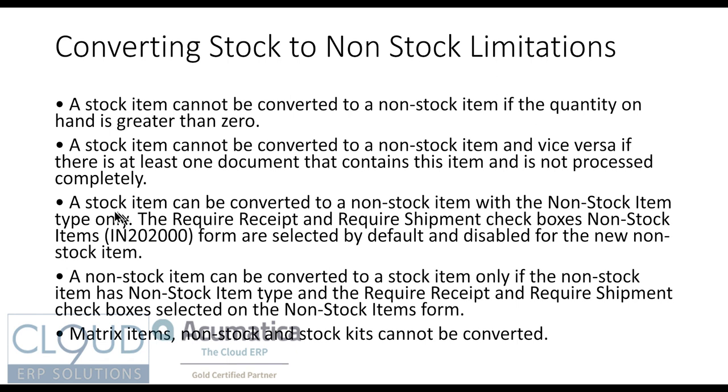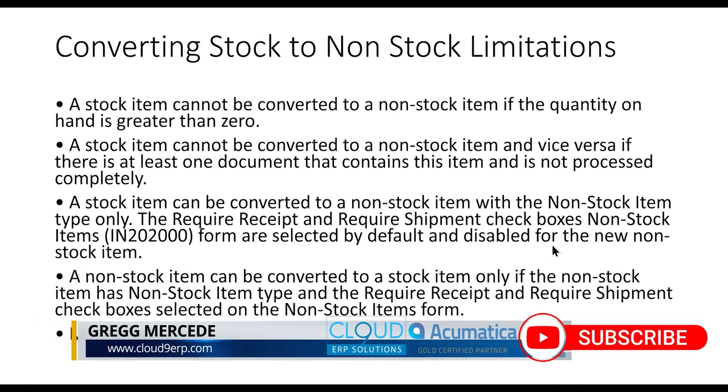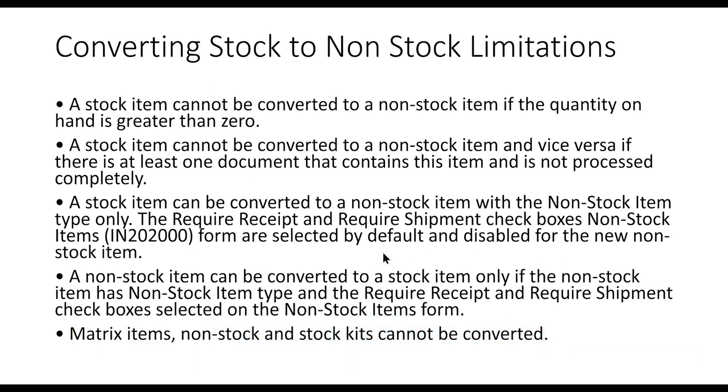Keep in mind that you can only convert to a non-stock item type. So in Acumatica, the type can't be an expense or charge. Keep that in mind. And also keep in mind that the checkboxes require shipment and require receipt are going to be disabled for that new non-stock item. And then lastly, a non-stock item can be converted only if it has a non-stock item type. So that non-stock item type, not a charge or expense. You can't convert those. You've got to change those first.